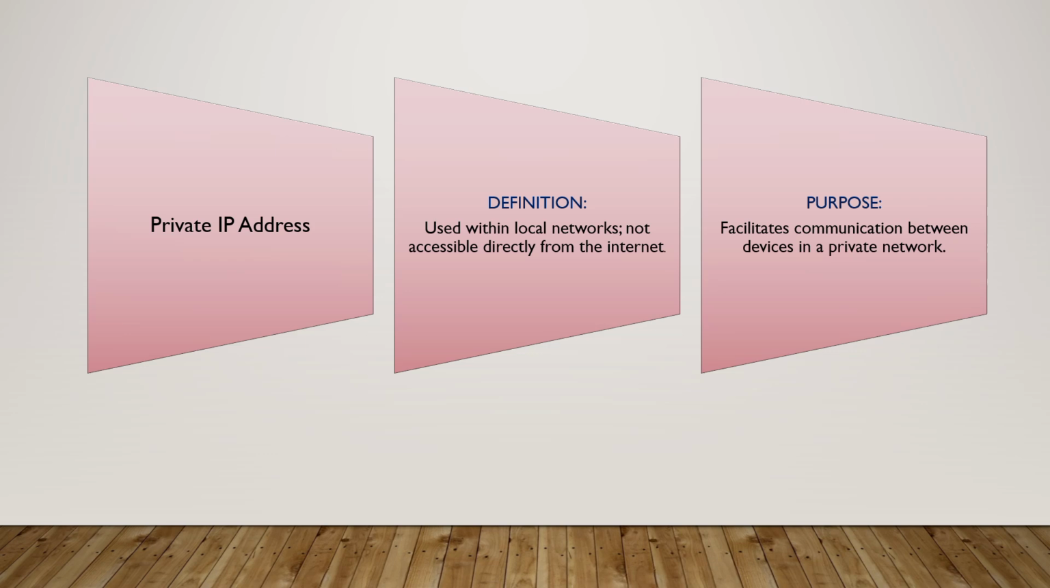The purpose of private IP address. The purpose of private IP address is to facilitate communication between devices in a private network. Routers need a way to identify these devices and may also need to identify each other, which is where private IP addresses come in. Private IP addresses are generated by a router for identification.